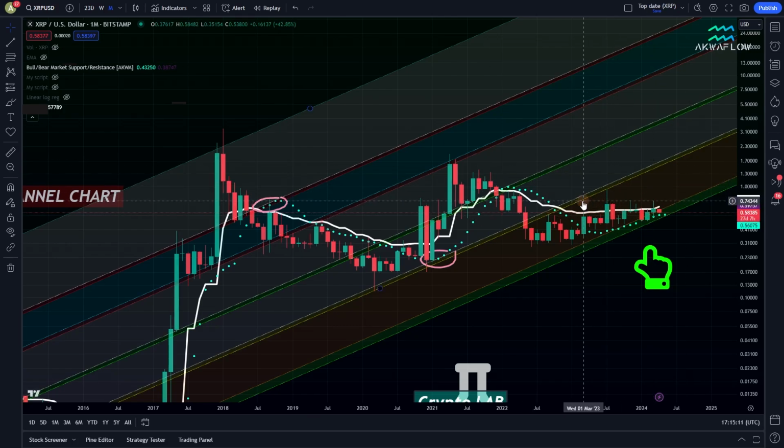If I sum it up, we have two main things to watch. First, we have to cross above the white line, and we have to prevent the blue dots from crossing the green area. I hope it's clear. Now we can move to the next chart, the big picture chart.